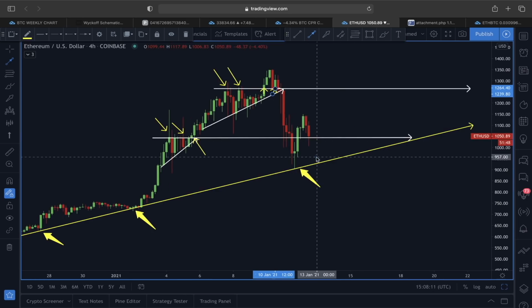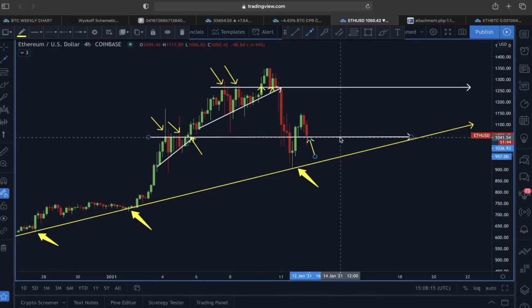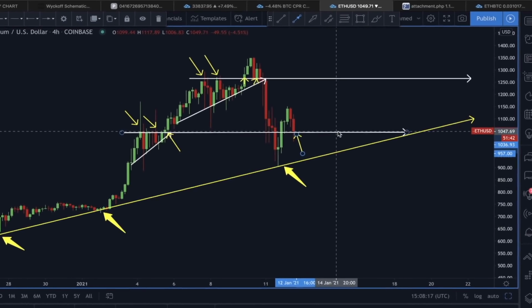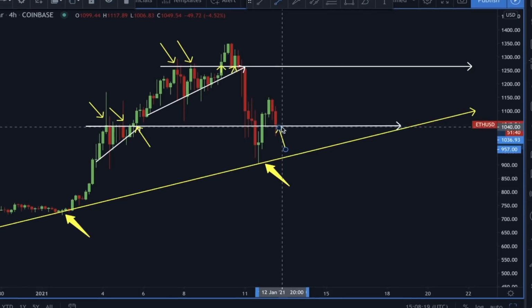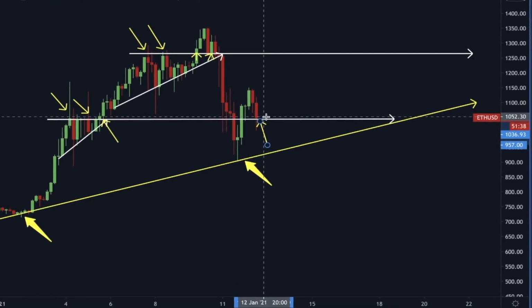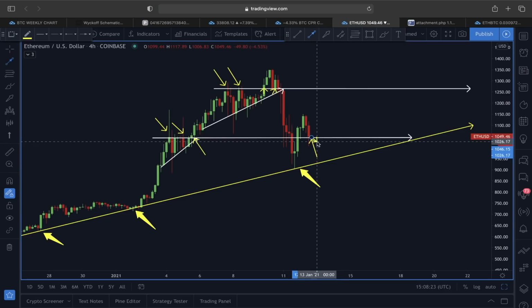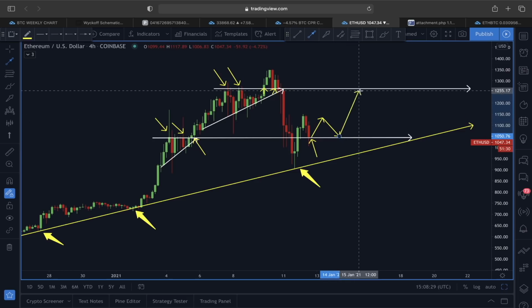Right now you can see exactly at the previous resistance line, around this 1040, 1045 area, this is exactly where we are also finding support at this current stage for Ethereum. So if this is going to fail, then we know this rising trend line is going to act as a support. But if this is going to continue, our next target would be the previous resistance line. So this area is around 1265 for Ethereum.